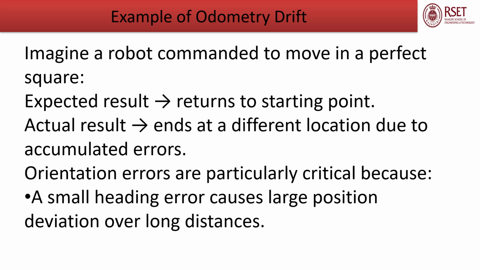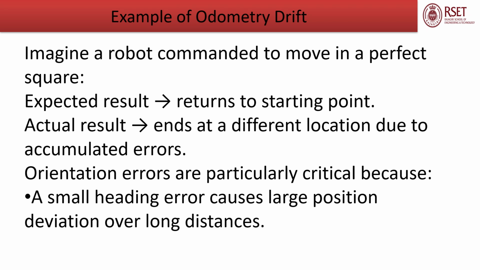Now we'll see an example of odometry drift. Consider a simple example: commanding the robot to move in a square path. Theoretically, after completing four 90-degree turns, it should return to the starting position. But in practice, it rarely does. Small rotational errors during each turn accumulate. Even a 1-degree error per turn results in a 4-degree final misalignment. Over longer distances, this becomes significant.